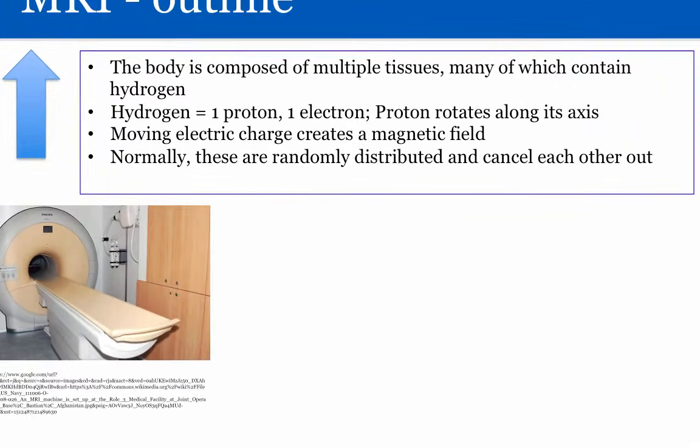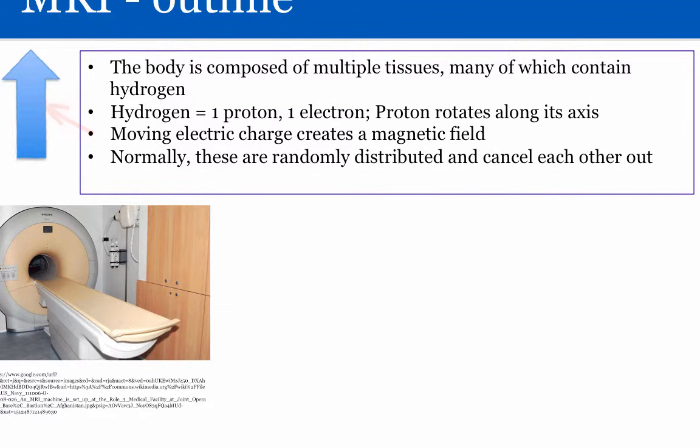Now it turns out that the body is composed of multiple tissues. Many of these tissues contain hydrogen. We are made up of a lot of water, so there's a lot of hydrogen there. There's fat, there's carbohydrates, there's amino acids. We have a lot of hydrogen in our body. Now hydrogen itself is made up of one proton and one electron. The proton actually rotates around its axis, as you can see in this diagram.